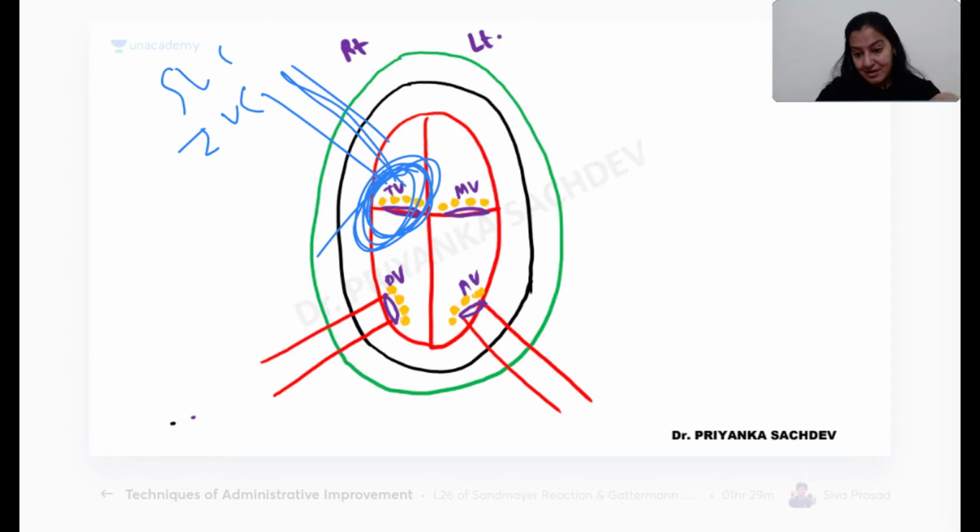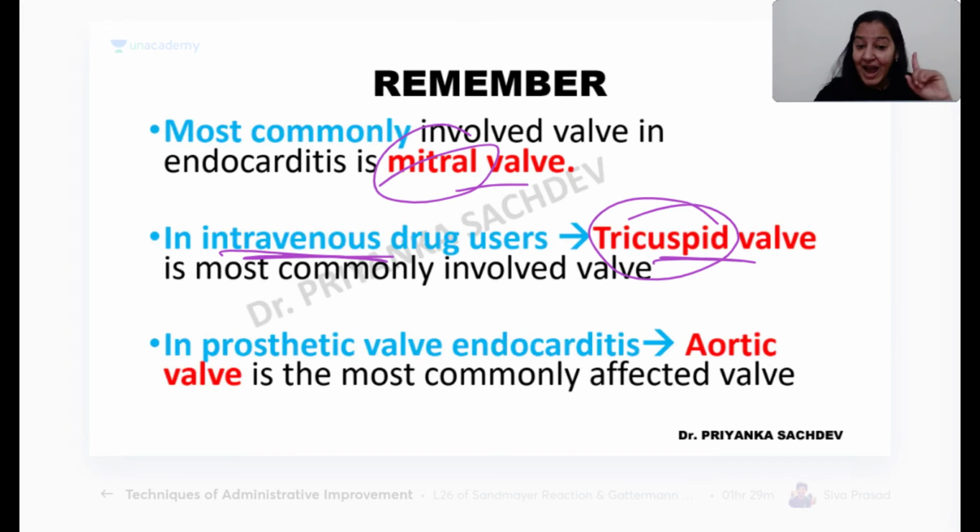So that's why tricuspid valve is more involved in IV drug users. Tricuspid endocarditis is common, correct or not? And in prosthetic valve, endocarditis is more common in aortic. So overall, there are 3 MCQs.